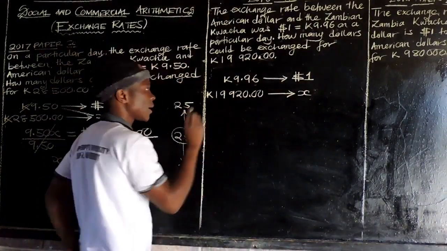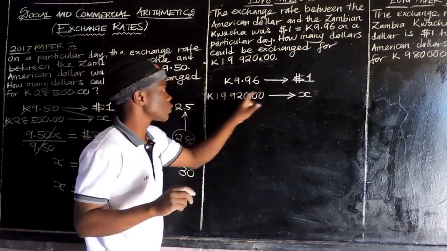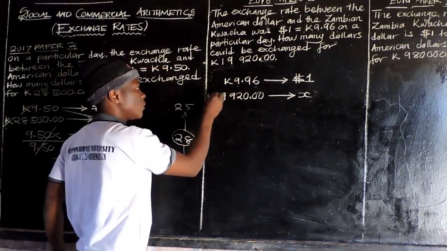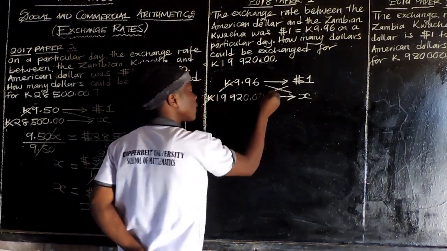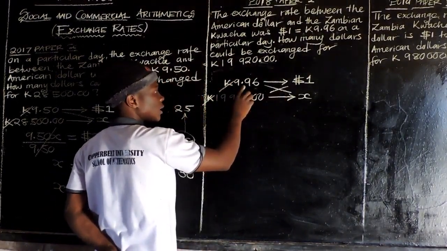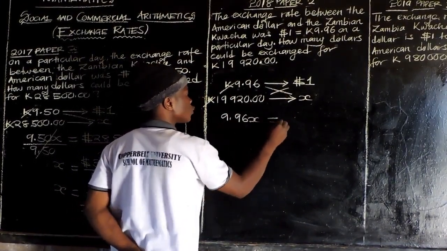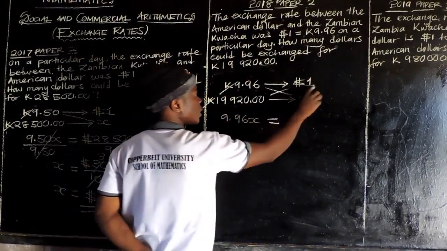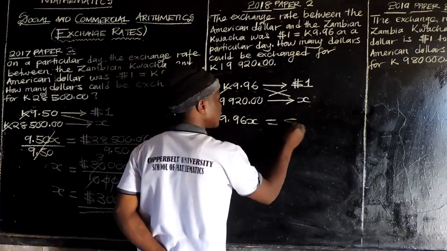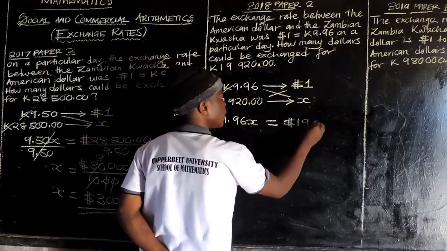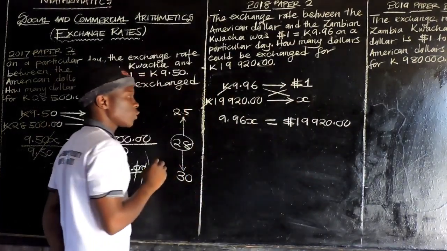X. So remember guys, we are not interested in the kwacha line. We are interested in the dollars line. So we need to get rid of these kwachas to avoid problems and confusion. So these are going to cancel. Then cross multiply. 9.96 times x gets 9.96x is equal to, we are going to multiply now, $1 times 19,920, they are going to get 19,920 dollars. Are we together, people?